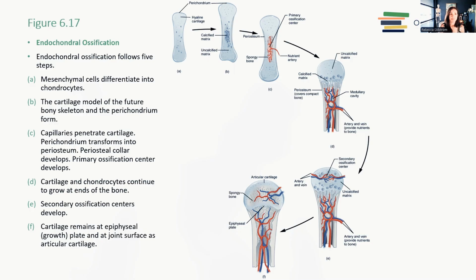This is all about ossification. Now we do ossification a few different ways inside of our bones, but this is endochondral ossification, and this is broken up into 5 different steps.